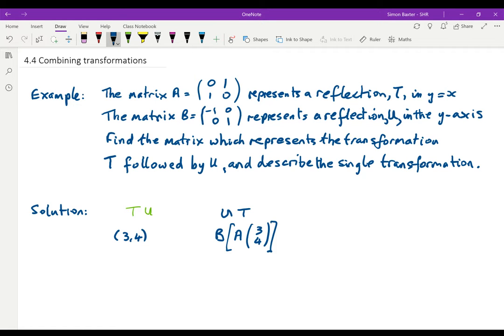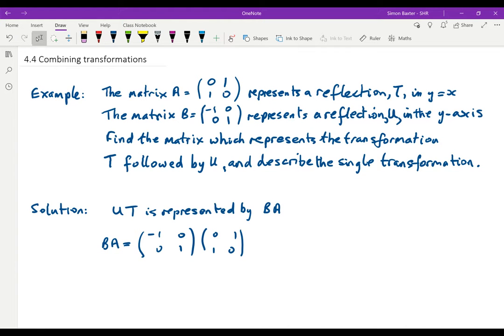And so if I want to do T followed by U, I must do A followed by B. I must write them down in the opposite order, not in the way that it looks sensible. We've now seen that T followed by U must be written down as UT, and that means that we must be using the matrix BA. Well, BA is minus 1, 0, 0, 1, times 0, 1, 1, 0.